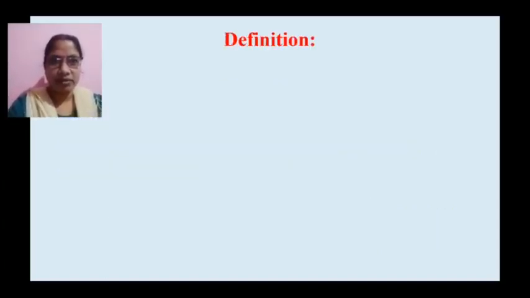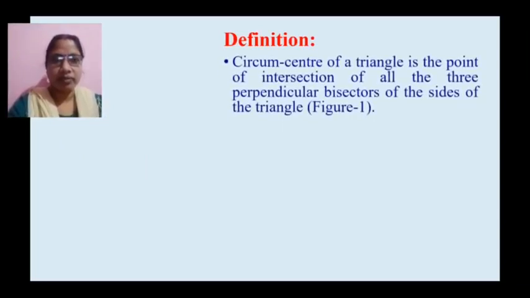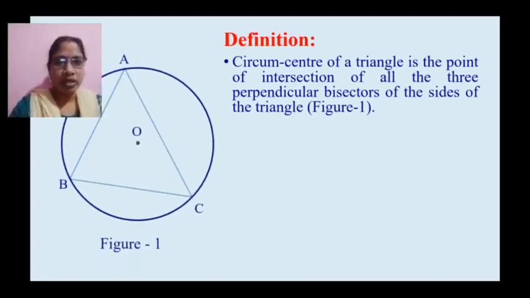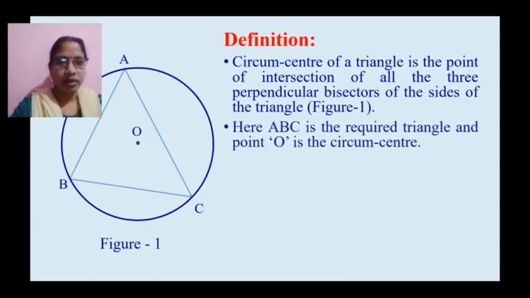Then definition. Circumcenter of a triangle is the point of intersection of all the three perpendicular bisectors of the sides of the triangle. So in figure 1 it is shown. Here ABC is a triangle and the circumcircle is drawn which touches all the vertices of the triangle. Here ABC is the required triangle and point O is the circumcenter.